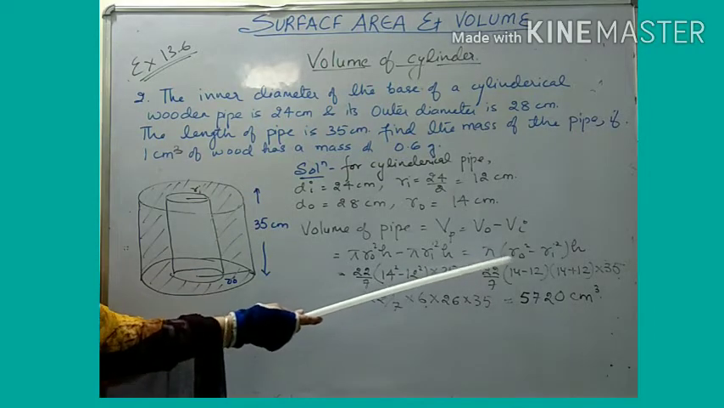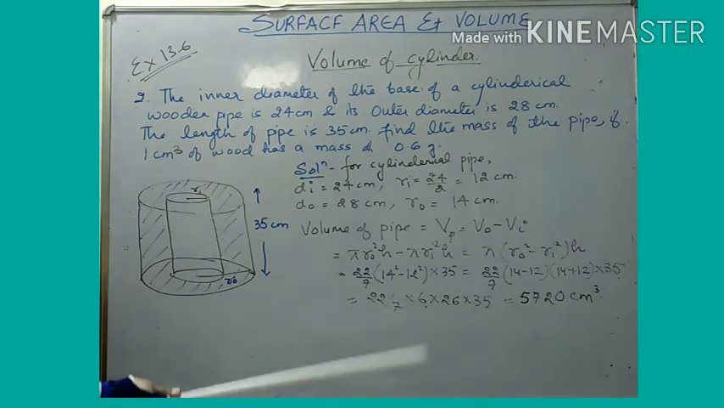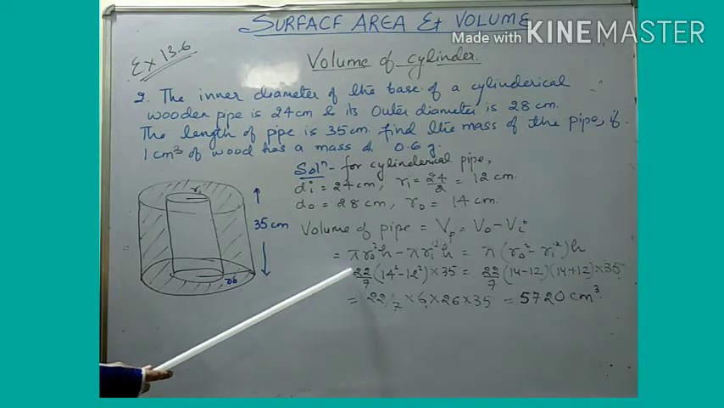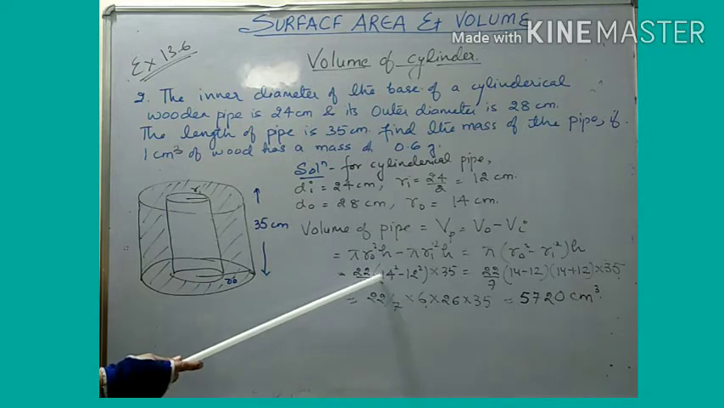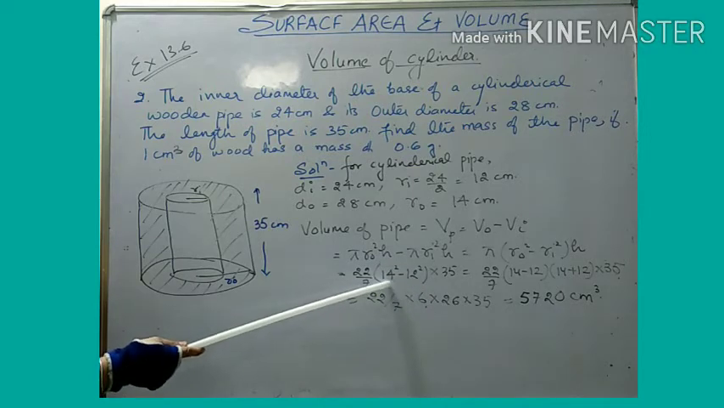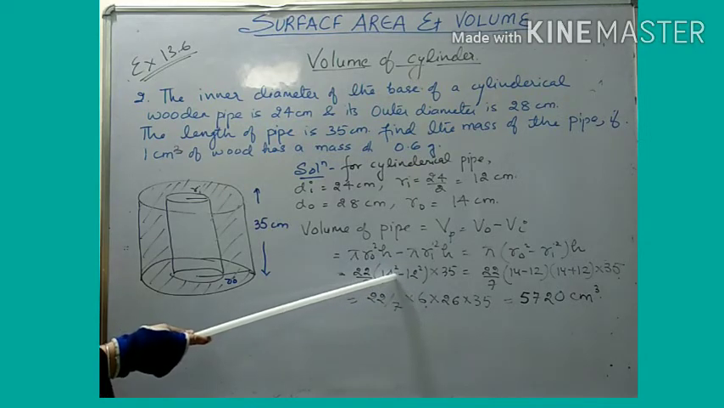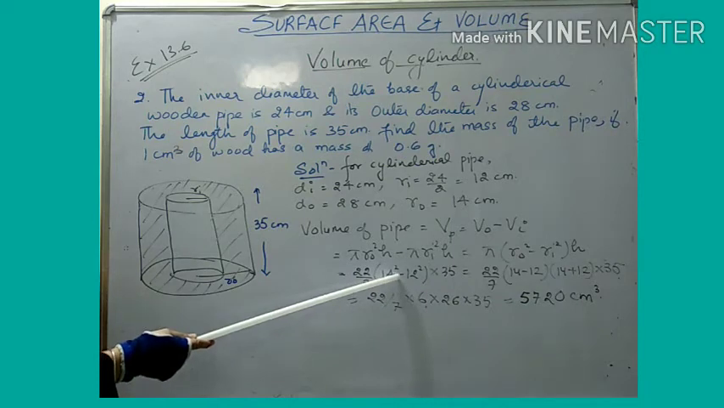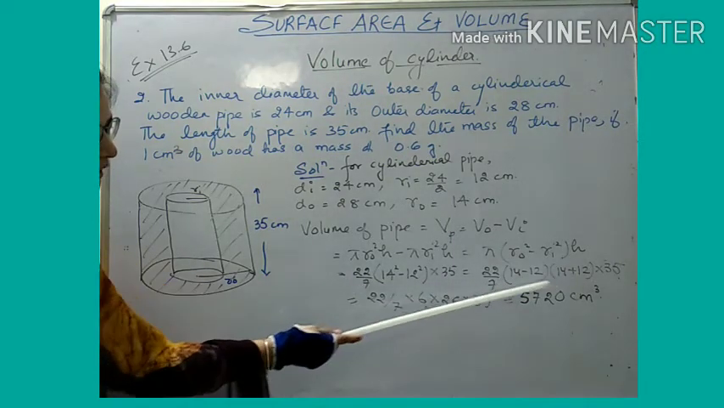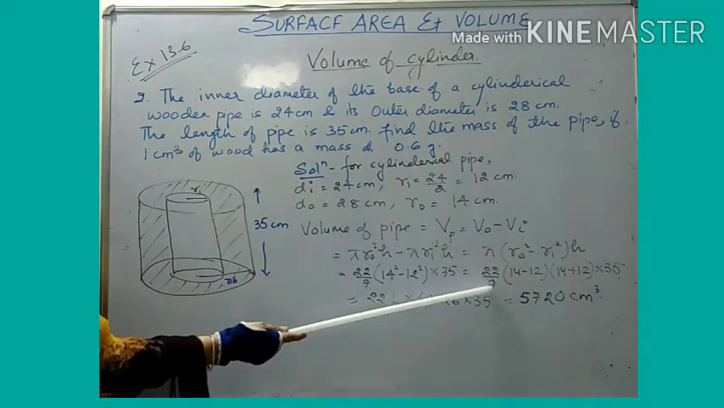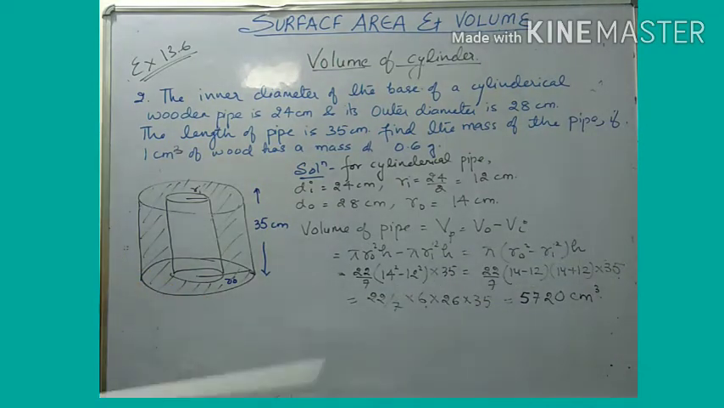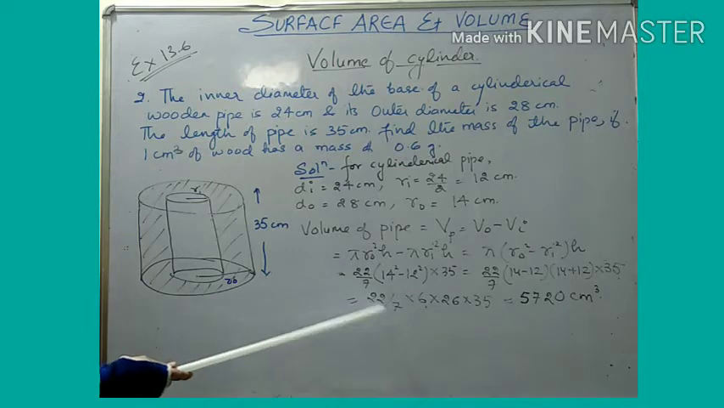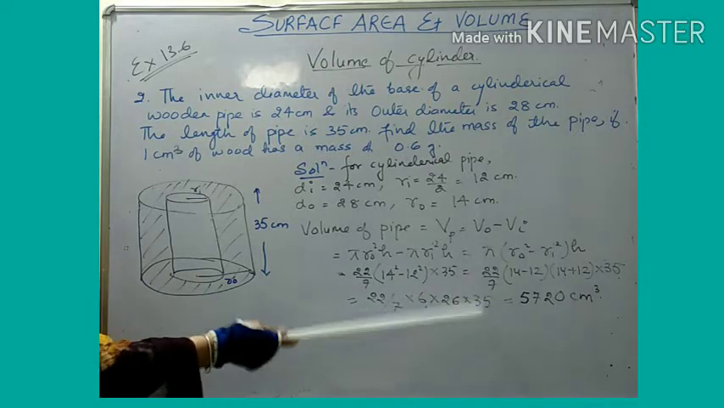So taking out pi common, we will get r(o) square minus r(i) square into h. So 22/7, 14 square minus 12 square into 35. Now what is this? This is a square minus b square. So what is a square minus b square? A plus b, a minus b. So this is 22/7, 14 minus 12, 14 plus 12 into 35. So 22/7 into 2 into 26 into 35.